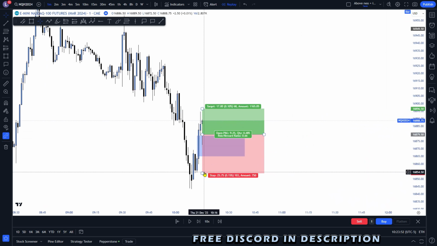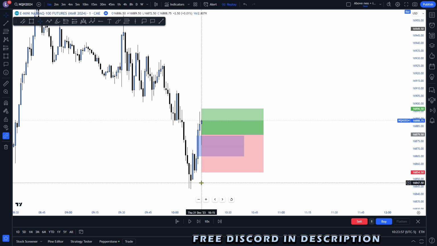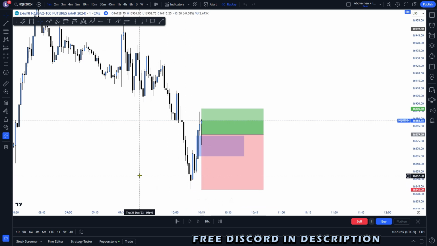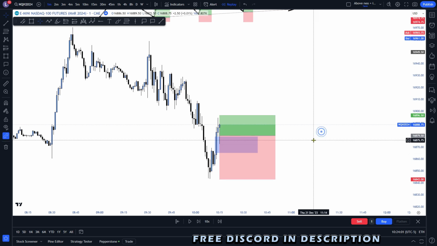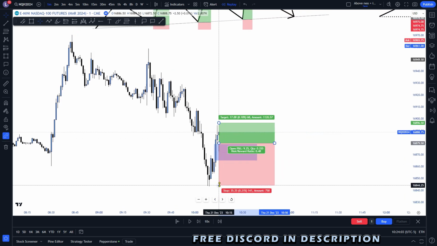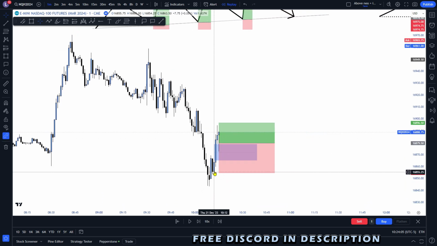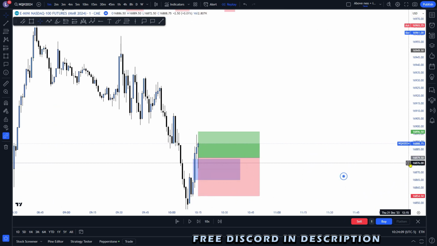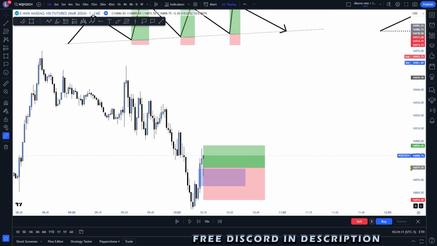Now, first of all, let's start with our stop loss. I like to put stop losses, as long as they're not too big, at swing lows or swing highs. But as you can see here, this stop loss would just be too big, so I just move this stop loss just below this bullish order block right there. Okay, so that is where I would put the stop loss.